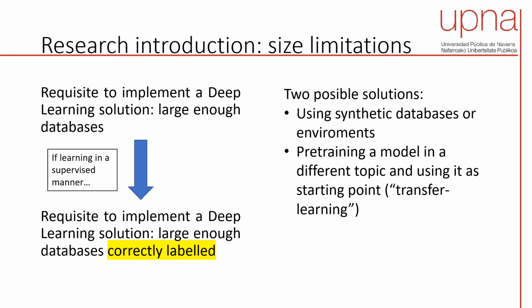Traditionally, other computer vision projects have dealt with these problems by taking different approaches. We will highlight two of them: to build synthetic environments to extract the images from, or to pre-train a model to solve a problem from a different domain and then transfer part of the features learned by this model to the new domain. This process is known as transfer learning.